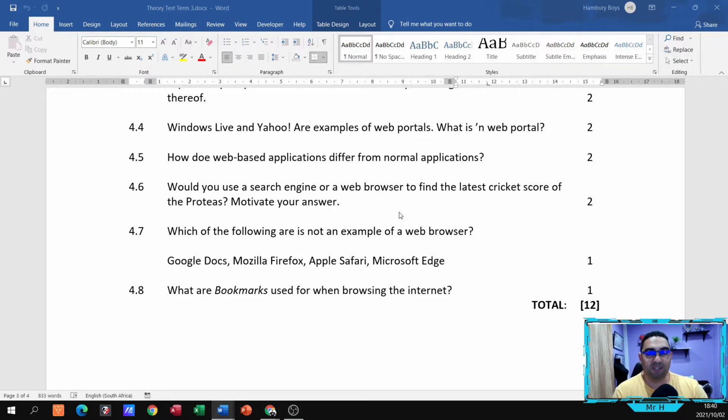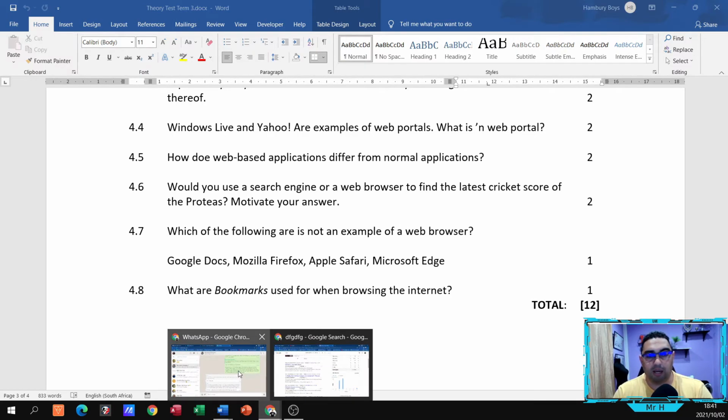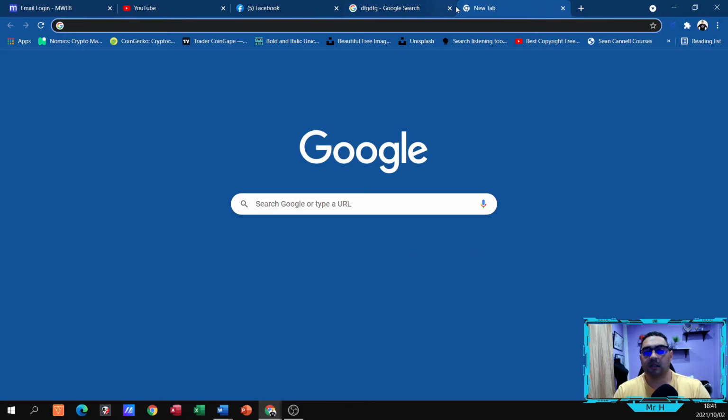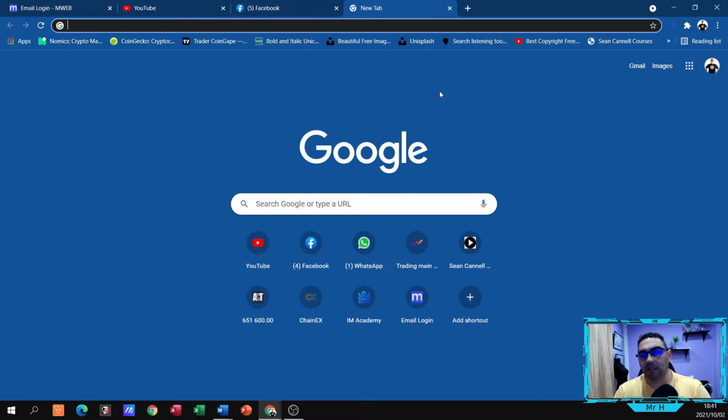4.6. Would you use a search engine or a browser to find the latest cricket score of the Proteas? Motivate your answer. Okay, so let's look at what the two actually are. What is a web browser? Right at the beginning, I mentioned to you, a web browser is a piece of software. What does the software do? It allows me to navigate on the internet. So here's my web browser. If I go to Google Chrome, this is my web browser. I can use it to navigate through the internet. That's all fine. But Google itself is a search engine.